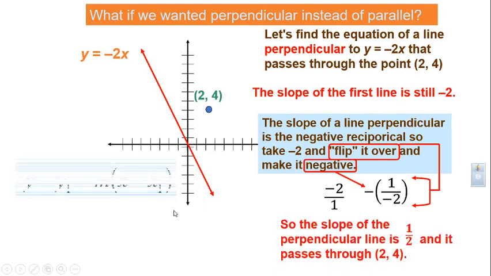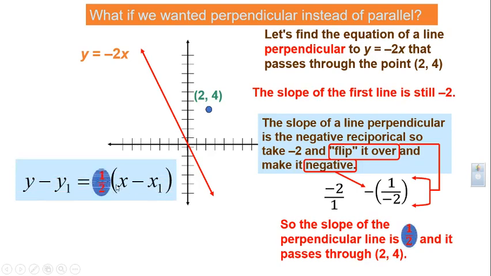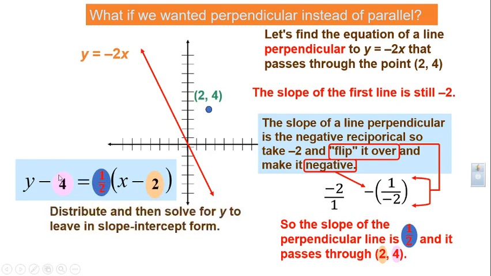So I put my point slope form. I substitute: y minus y1 equal to m times x minus x1. x1 is 2, y1 is 4. Distribute. y minus 4 is equal to half x minus 1. And then add 4, we get y equal to half x plus 3. So your y-intercept is now 3, and your slope is now 1/2. And there you have it.